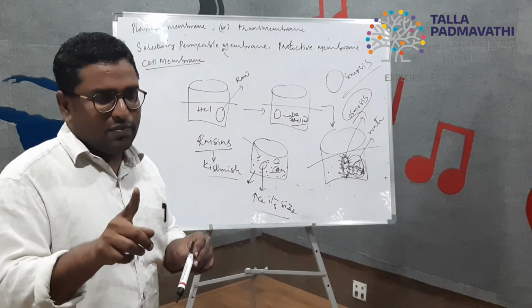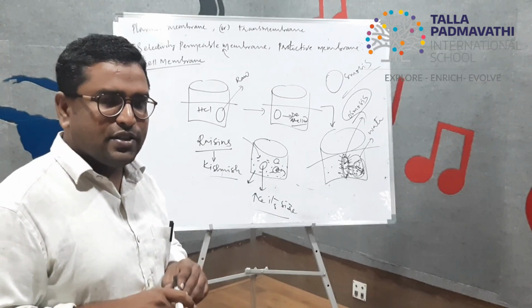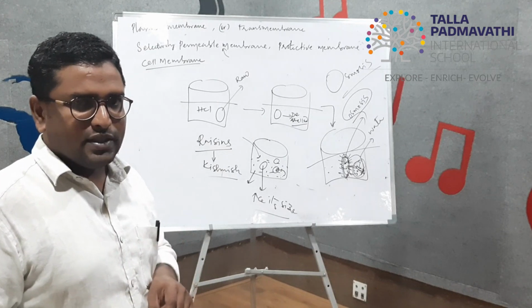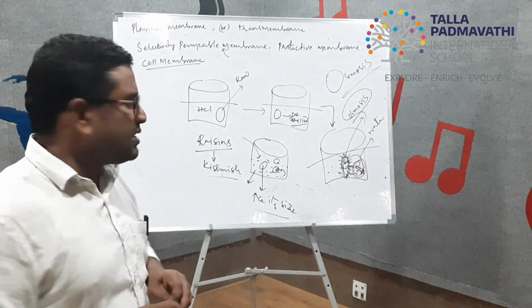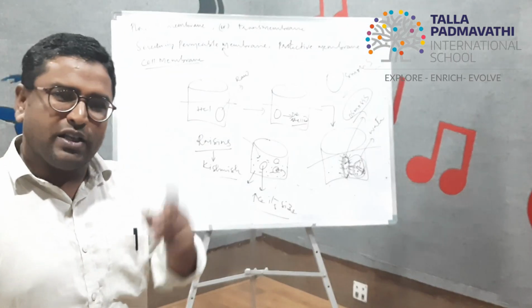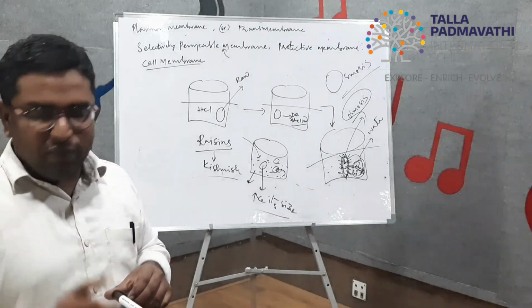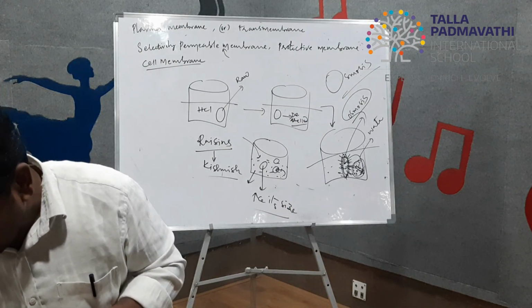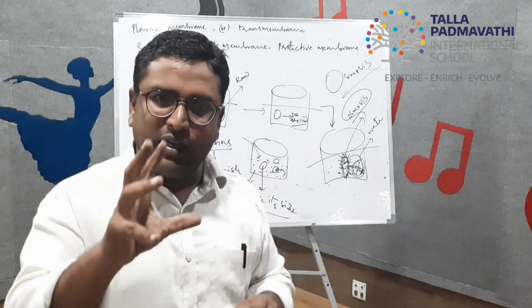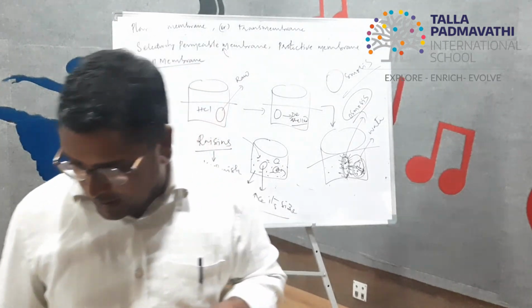What is the point here? Movement of substances always towards high concentration is called osmosis. How is this process taking place? With the help of the selectively permeable membrane, called the plasma membrane or cell membrane. This cell membrane is flexible in nature as it is the boundary of the cell.